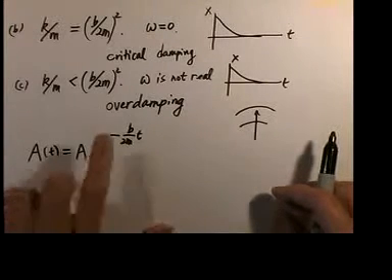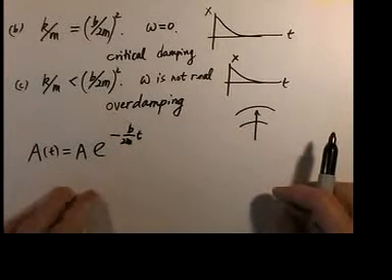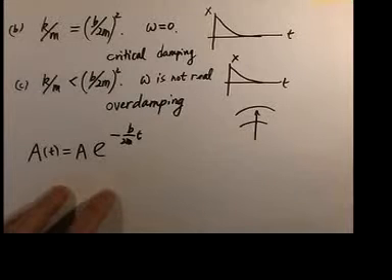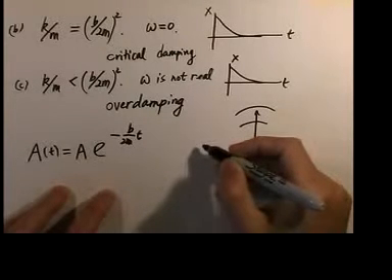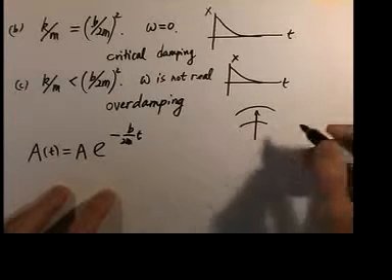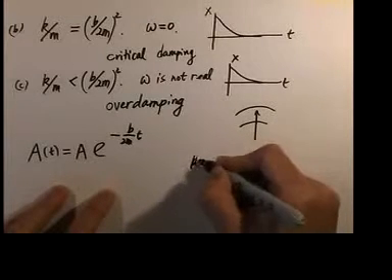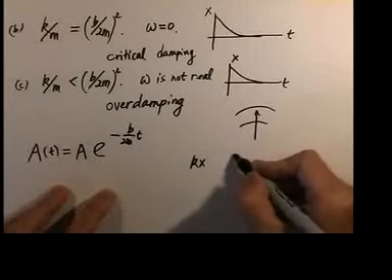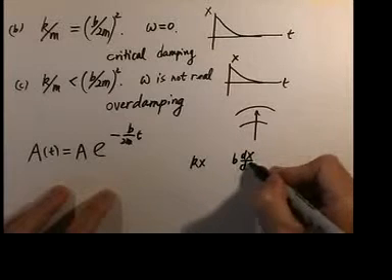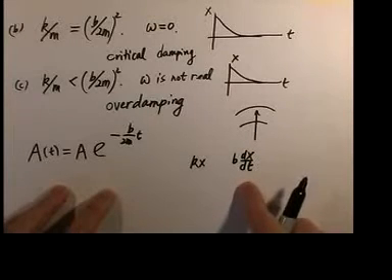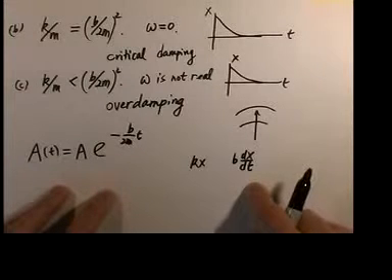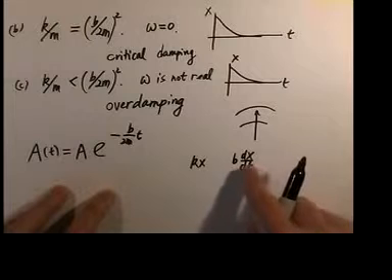First of all, you can verify easily that b over 2m has the right dimension. What is the dimension of b? Well, you know the force is given by negative bv. Actually, let's look at it this way. You know kx, that's the restoring force. Then you have bv, b dx/dt, that's the damping force. These two obviously have the same dimension, because they're both forces, and that tells you what the dimension of b is.